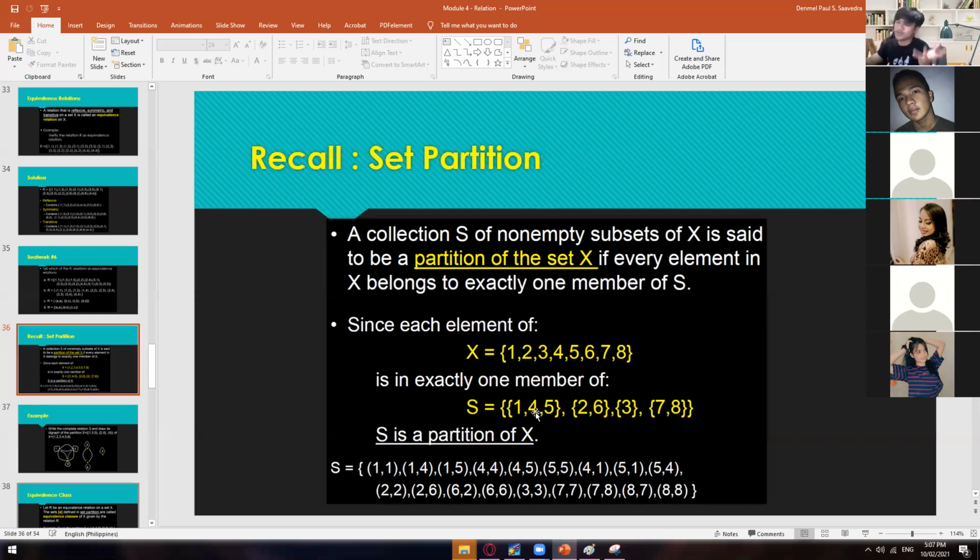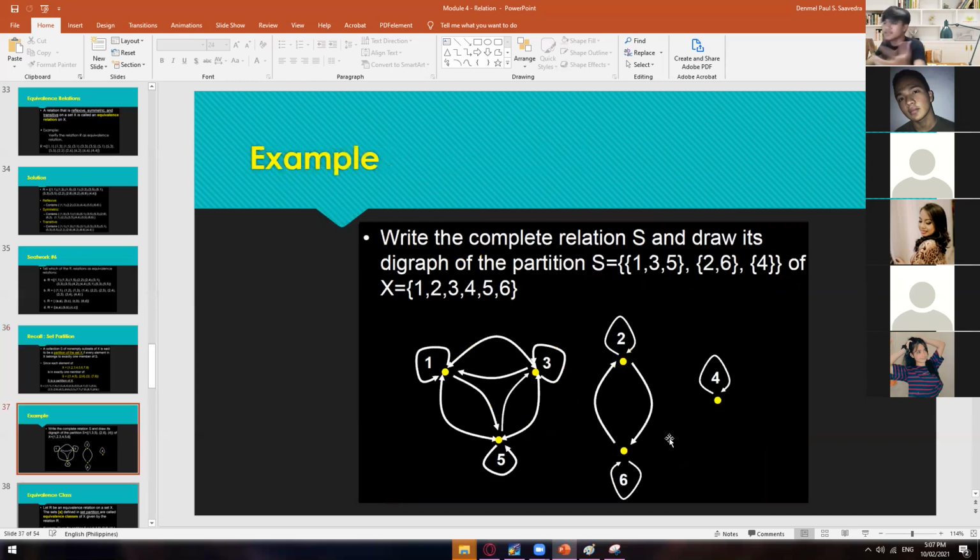So just imagine that one similar to a simple or normal class, where in this one we have student number 1, student number 4, and then student number 5. Okay, and so on and so forth. Right, so enough with that.